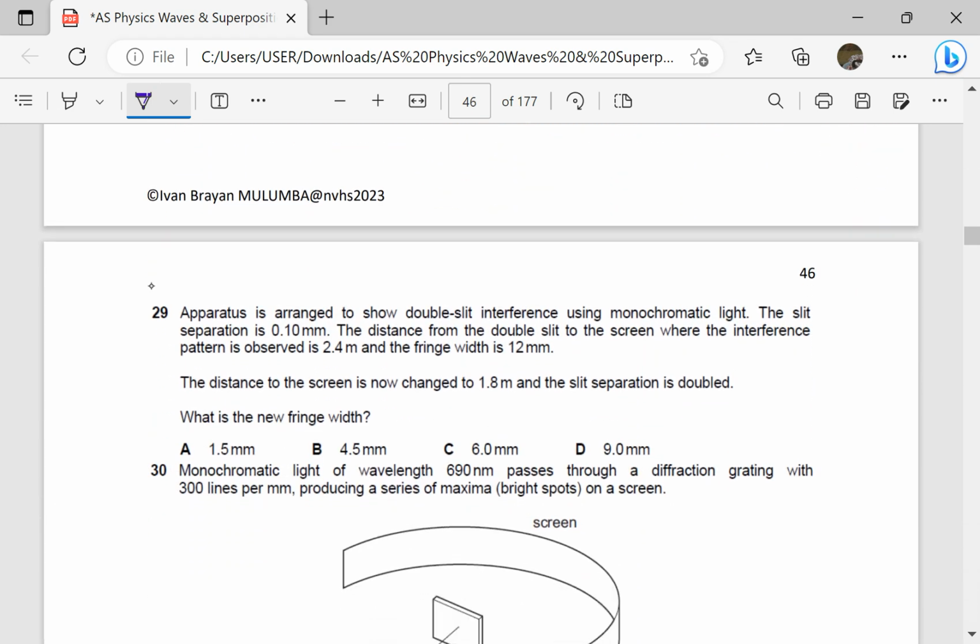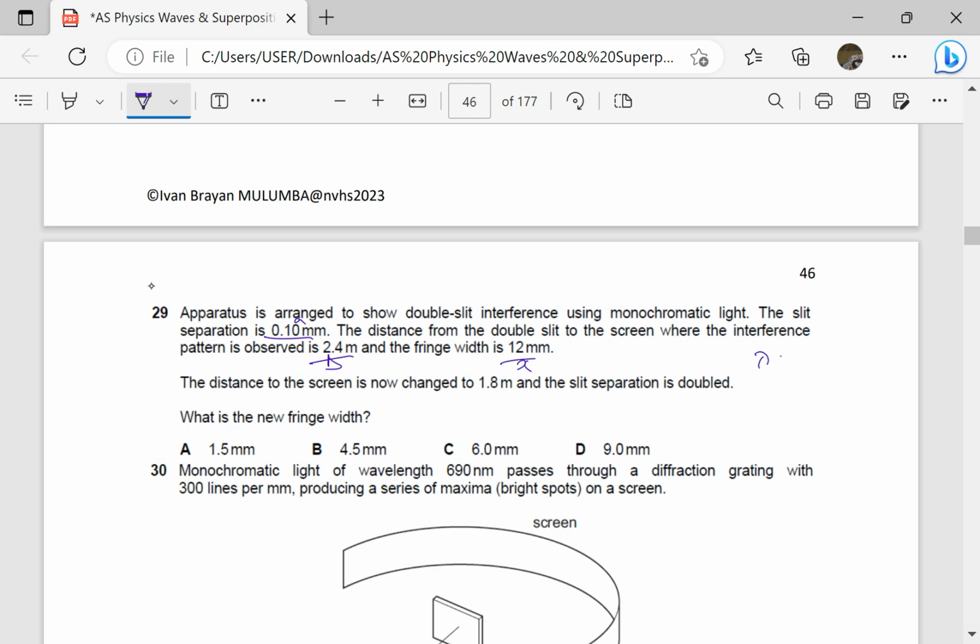Apparatus is arranged to show a double slit interference using monochromatic light. The slit separation is 0.1 millimeter. The distance from the double slit to the screen is 2.4 meters, and the fringe width is 12. So the slit separation is A, this is capital D, this is X. What is the new fringe width? The distance to the screen is now changed to 1.8, and the slit separation is doubled. So let's come up with two equations.